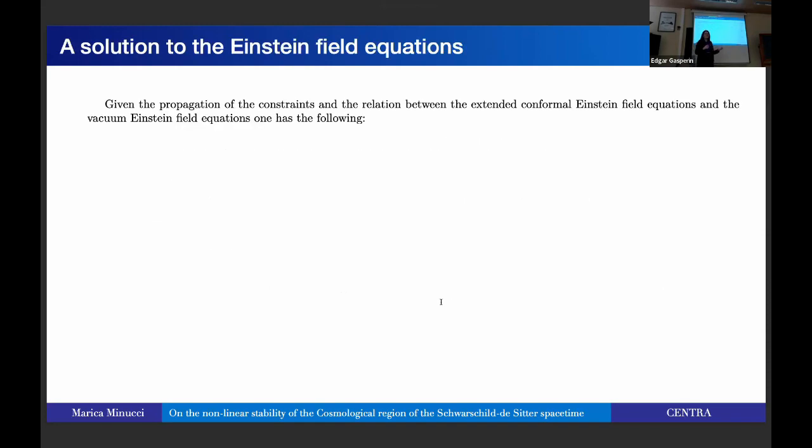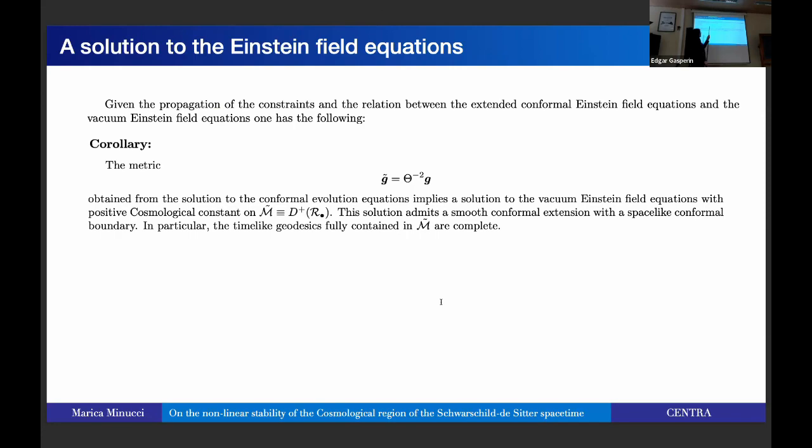Now, we said everything about the extended equation, but we want the solution to the vacuum isofield equation. So by using the propagation of the constraint and the relation between the extended conformal isofield equation and the vacuum isofield equation, we have this corollary that says that given the physical metric, one obtains a solution to the conformal evolution equation.